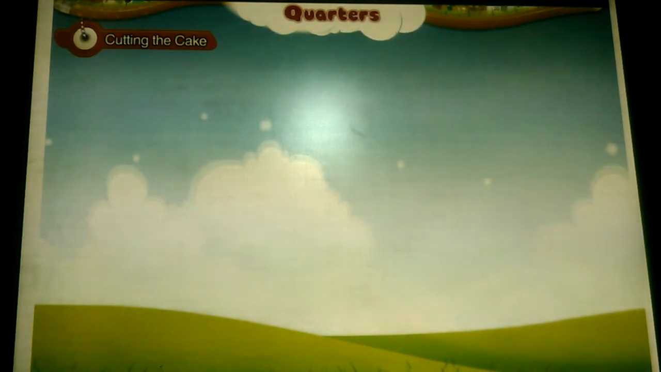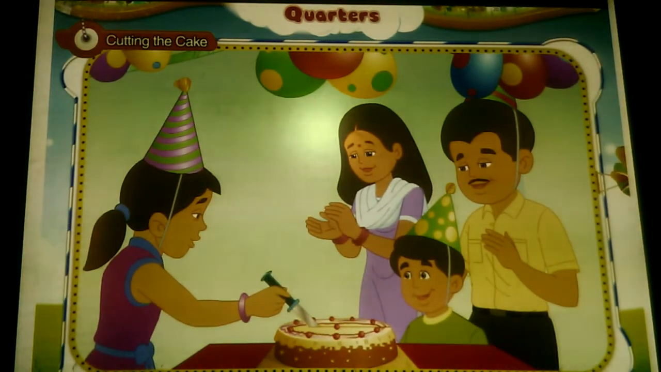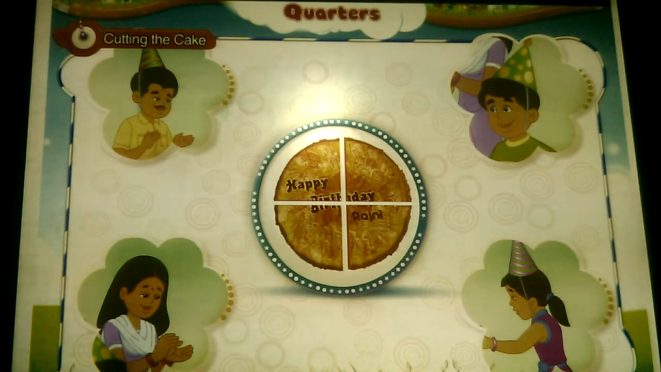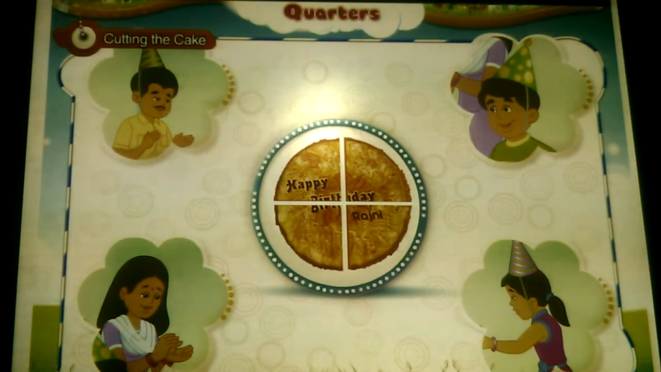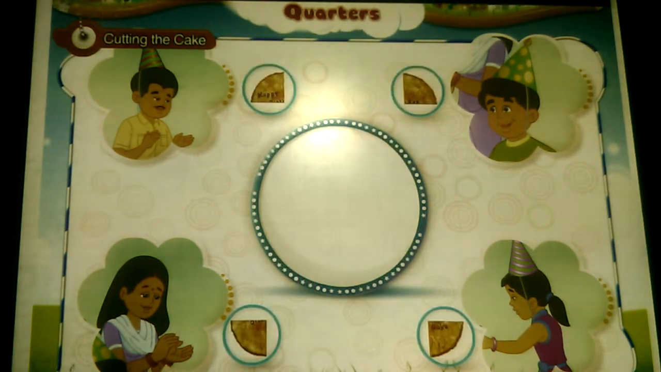Cutting the cake. Rajni's father brought her a cake. She divided the cake into 4 equal parts for herself, her brother Raju, her father and her mother. Color each share with different colors. Everyone will get a 1/4, that is, a quarter part.